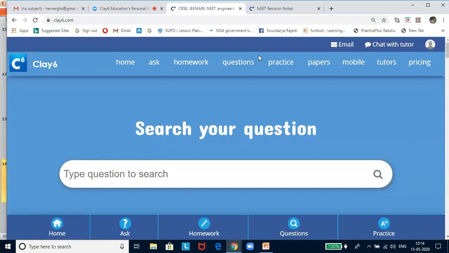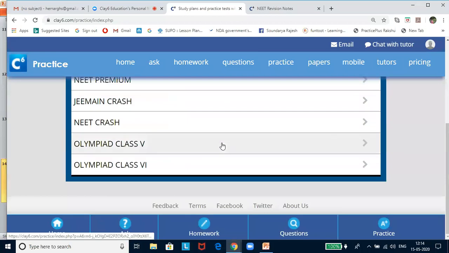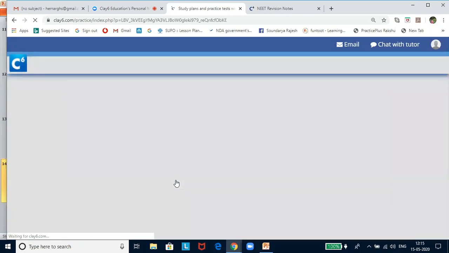Briefly, I will run through how to access revision notes and tests in classix.com. Open the classix.com page, click on practice. You can select, there are a lot of packages here. Select the package you want. Since it's a NEET class, I'm going to select NEET Premium.